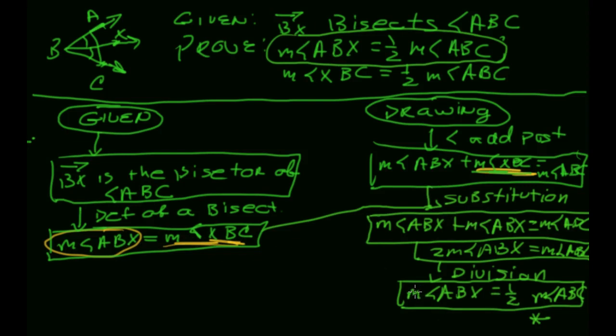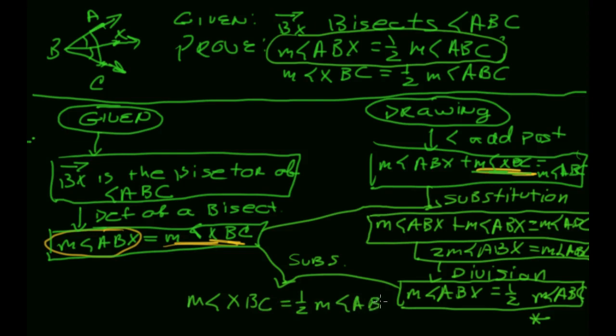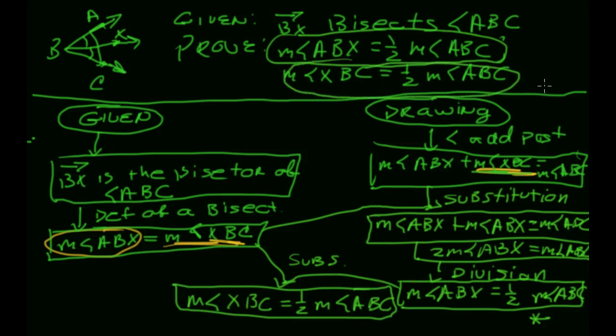Now, let's do a quick little think here. ABX, according to this, is the same as XBC. They have the same measure. So I'm going to use this together, again with substitution. And I can now say that the measure of angle, not ABX, but XBC, is half of the measure of angle ABC. And that there is the other thing I'm trying to prove, that XBC is half the measure of angle ABC. So I have proven both of these things.